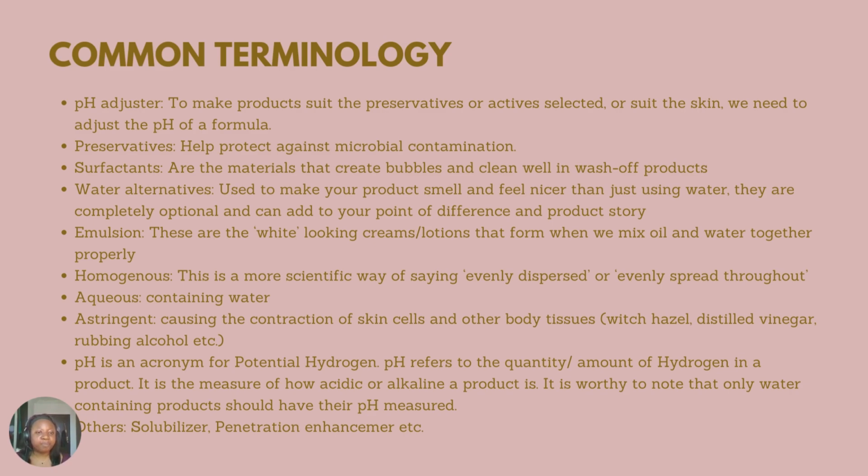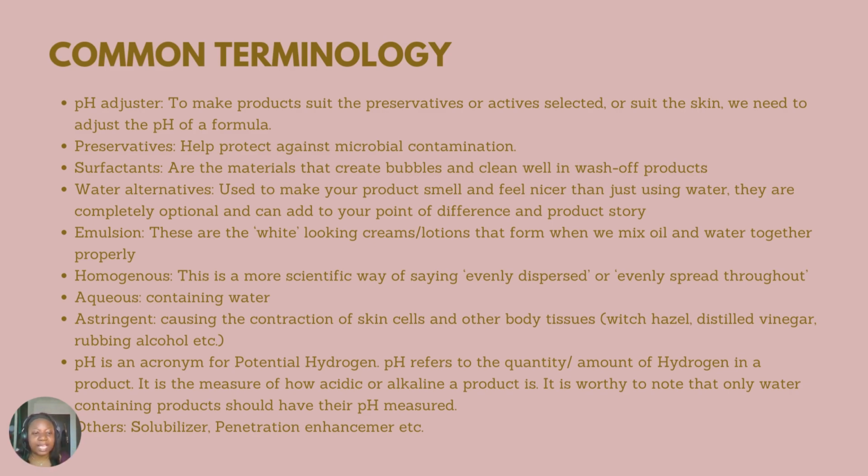Then we also have pH. Okay, so I know I spoke about pH adjuster earlier before now. pH is an acronym for potential hydrogen. pH refers to the quantity or amount of hydrogen in a product. It is the measure of how acidic or alkaline a product is. It is worthy to know that only water containing products should have their pH measured. So you cannot check the pH of body oil or body butters that are anhydrous. You cannot do that. You can only check the pH of products containing water.